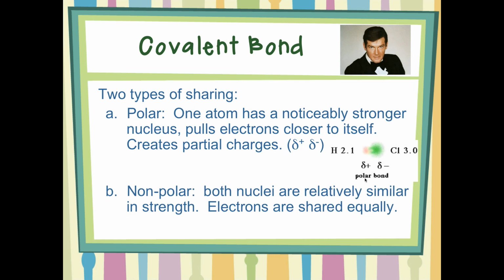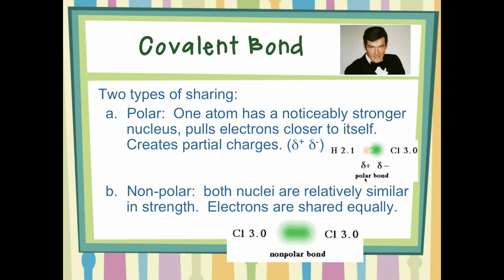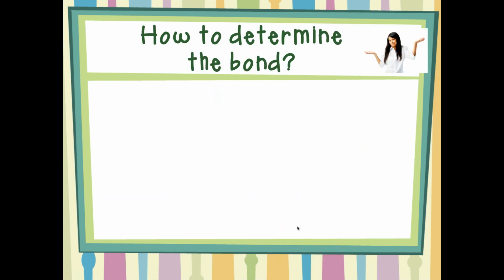Nonpolar would be when both nuclei are about similar in strength. It doesn't mean they're both weak, it means that they're both similar. So then the electrons would be shared equally. This is an obvious example because they're the same atom, so of course they're going to have the same kind of nucleus. And so when they play tug of war, neither team is winning at all. They're both just pulling on those electrons, attracting them as much as they can, but it doesn't go anywhere. So they just stay in between evenly in this molecule. So those are some more details related to ionic and covalent bonds.